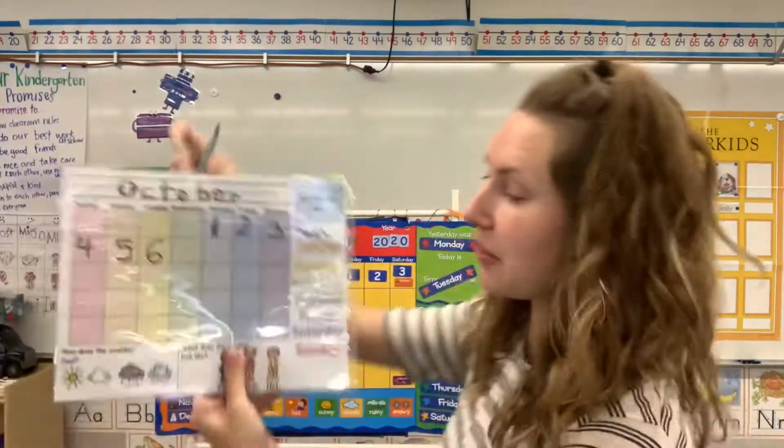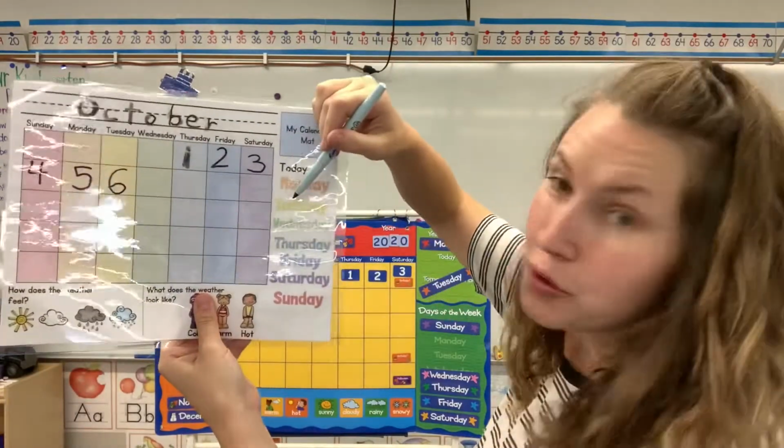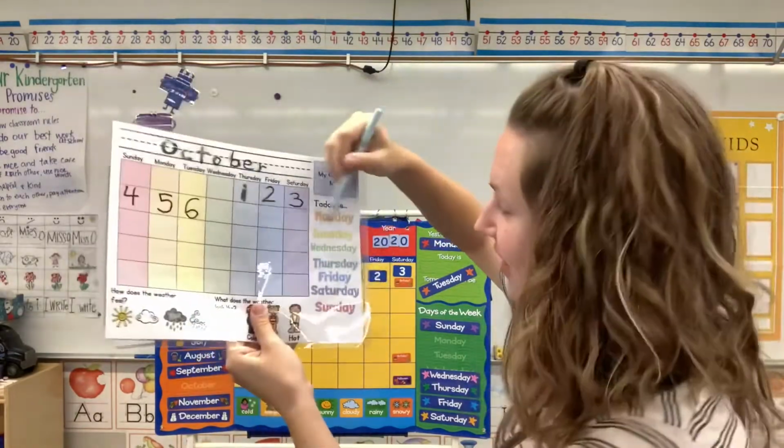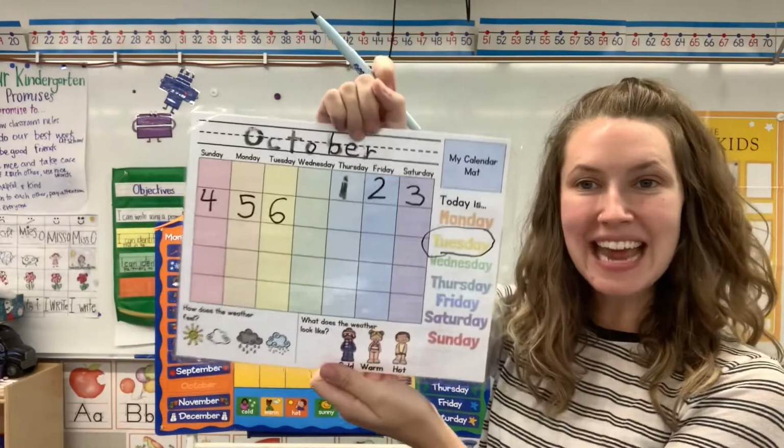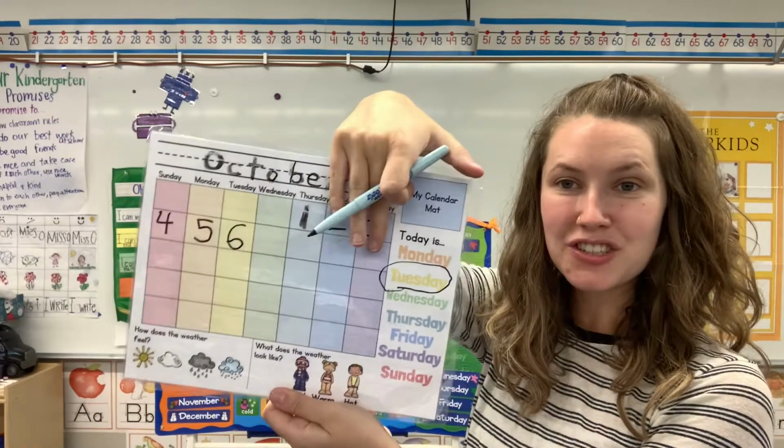So I've got my calendar mat here. I'm going to find Tuesday. It begins with a letter T. And I'm going to circle Tuesday. Today is Tuesday.